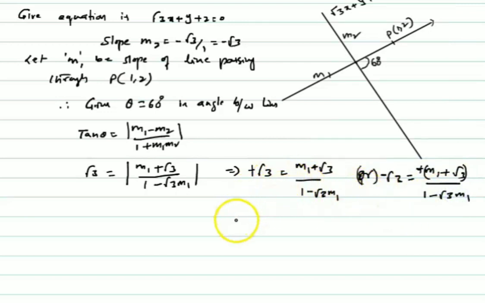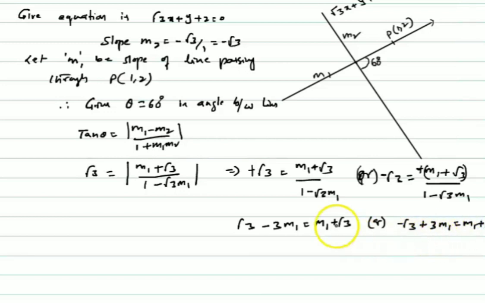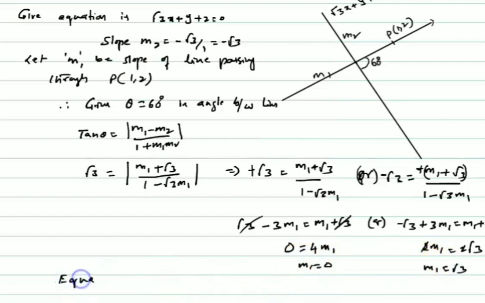Cross multiply this, and you will get root 3 minus 3 m1 is equal to m1 plus root 3, or minus root 3 plus 3 m1 is equal to m1 plus root 3. Here we send m1 to this side, and we get 4 m1 is equal to 0, since the root 3 gets cancelled. For the other, 2 m1 is equal to 2 root 3. The 2 gets cancelled. So m1 is equal to 0 is one slope, and m1 is equal to root 3 is another slope. So these are the equations of the required line.